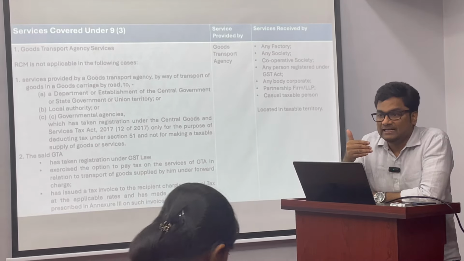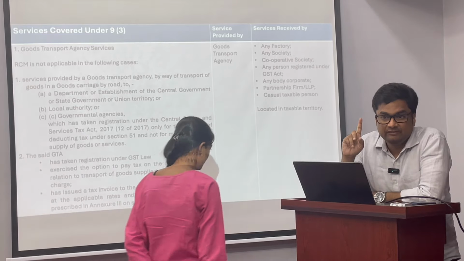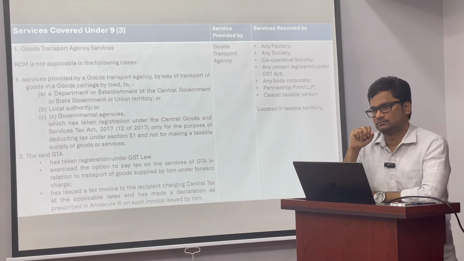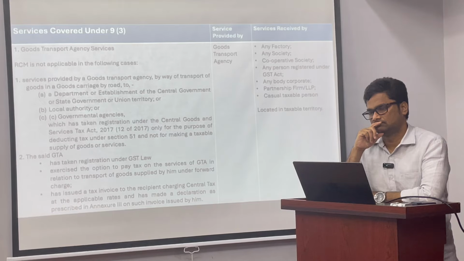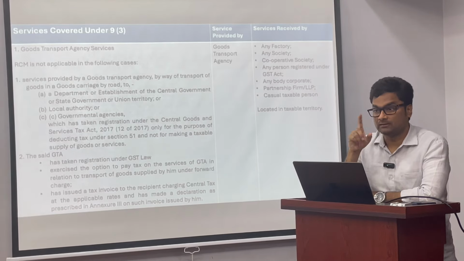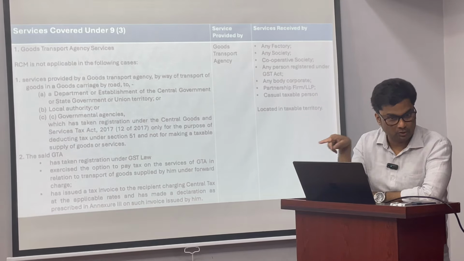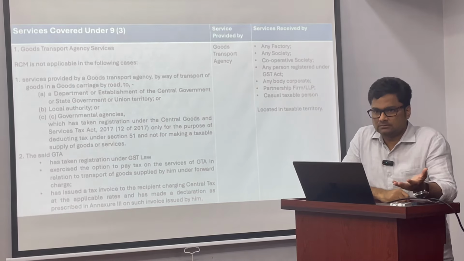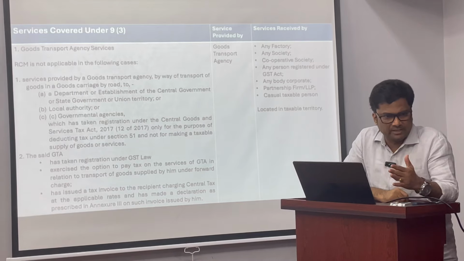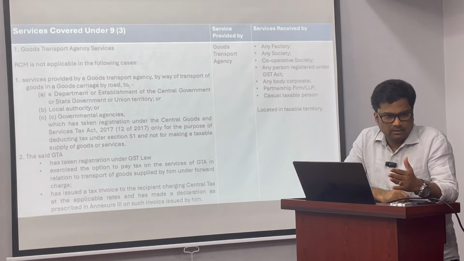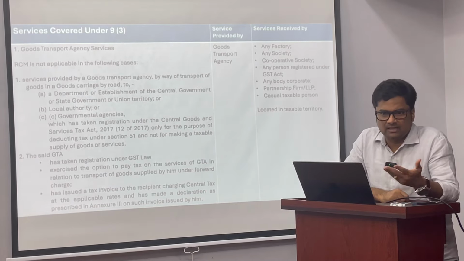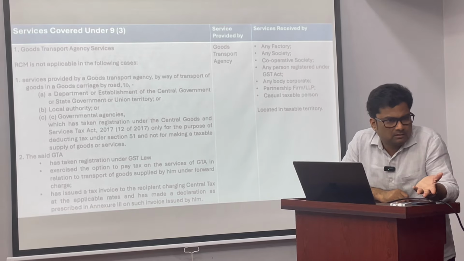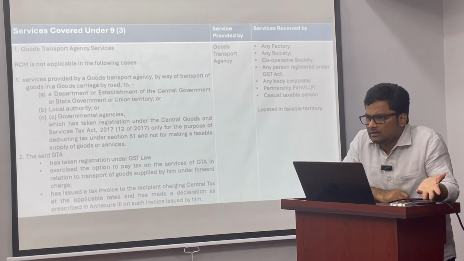You have to deduct what? GST TDS under section 51. So for that purpose, all these PSUs have to register. Generally governments are not taxable except in a few cases. In other cases where they are not required to pay tax, obviously they will not go for registration.